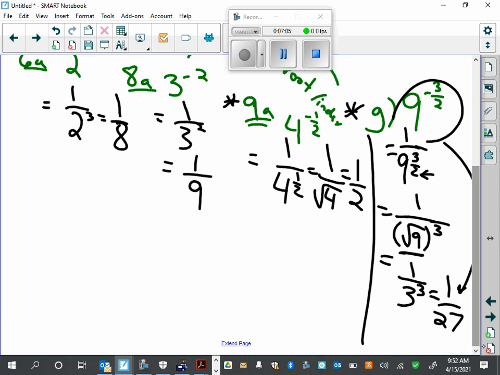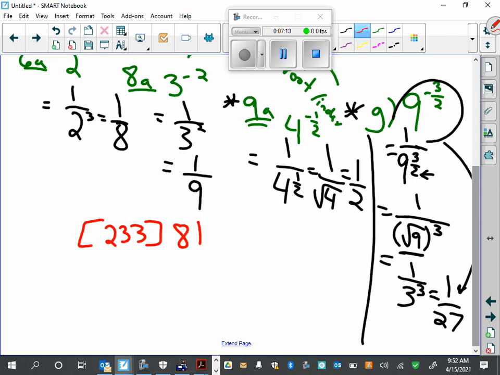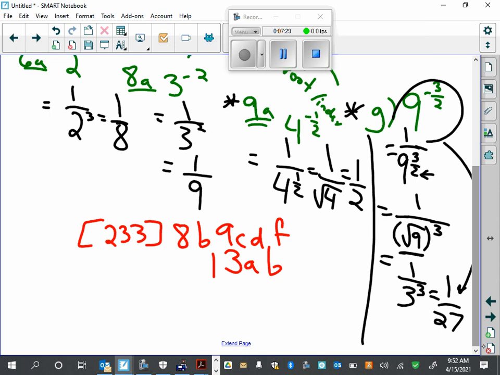Homework, including your other Friday homework from yesterday. Textbook again, page 233. 8, B, O, B. 9, C, D, F. 13, A, B. Which is what it says on the bottom of page 27 or in your book, your handouts a little later. Nice to do a couple shortcut questions, which we've already done.